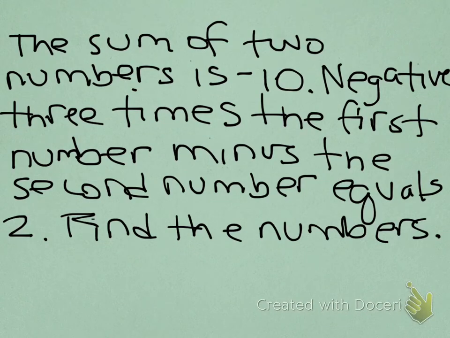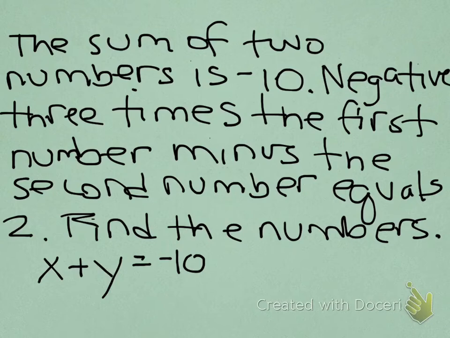Here I need to translate the sentences into equations, and then I need to solve, because it wants us to still find the numbers that we don't know. So the first sentence we're going to translate into an equation. It says the sum of two numbers is -10. So we'll make the two numbers x and y. So we could just do x plus y equals -10.